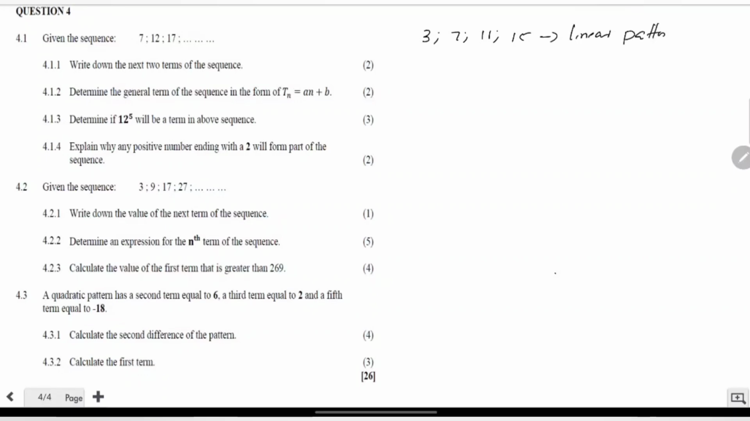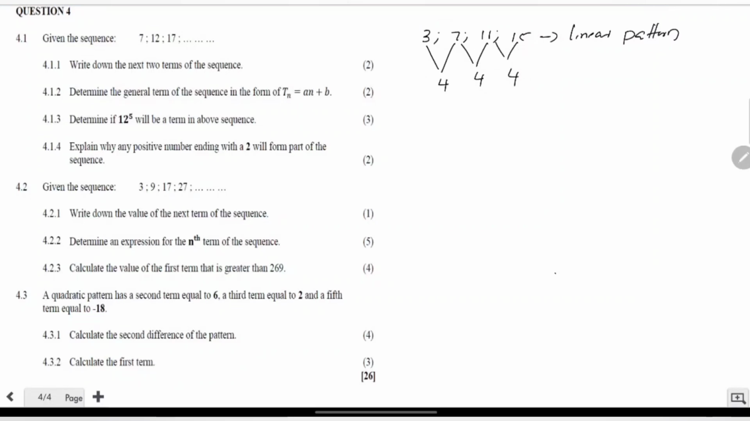Linear pattern. What is the reason? When you take the first difference, 7 minus 3 is 4, 11 minus 7 is 4, and 15 minus 11, 4. It's going to go like that. Did you see that? For the given number pattern, the first difference is the same, common. Is it clear?